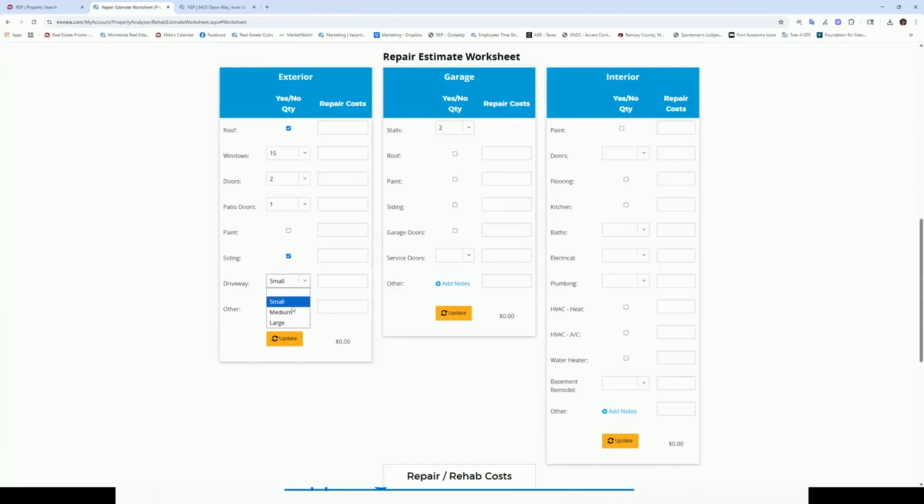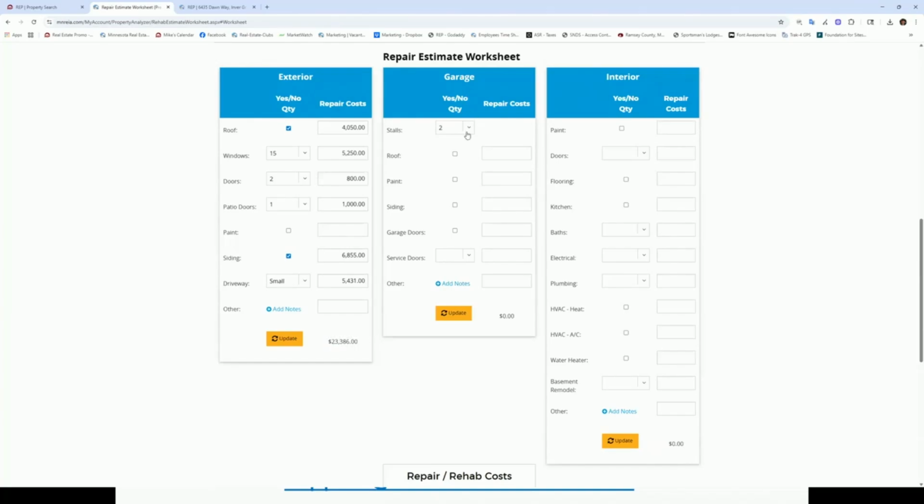And all you have to do is say, is it a small, medium, or large driveway? And it'll do the calculation for us based on that. And then I'll just hit update. And it just went through and calculated the cost of the roof on that property, replacing the windows, replacing two doors, replacing that patio door, new siding on the property, replacing the driveway. So we got a budget of $23,386 for the exterior.